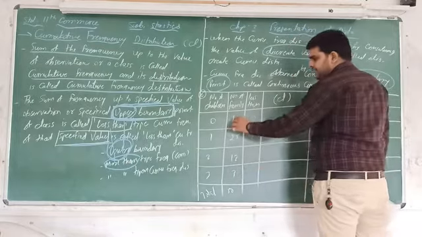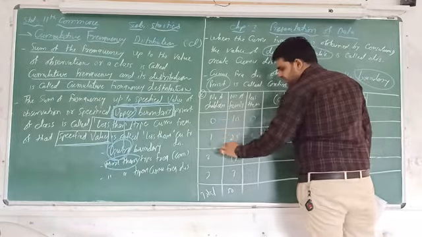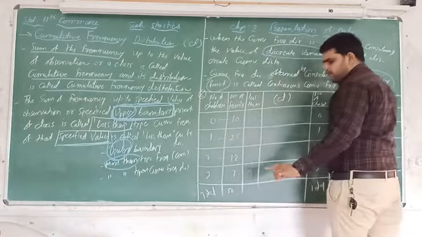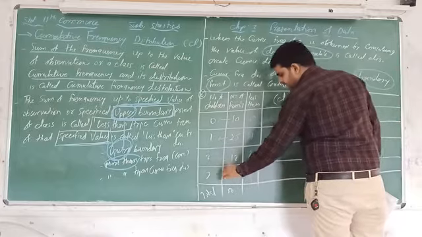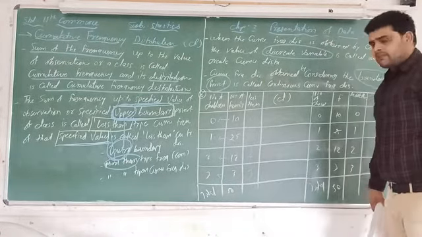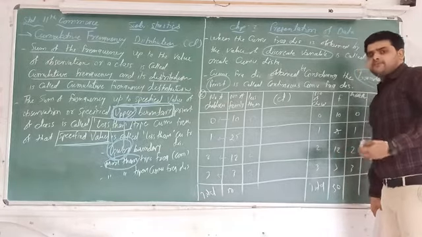It means that 10 families are there, those who have no child. 25 families are there, those who have one child. 12 families are there, those who have 2 children, and 3 families are there, those who have 3 children. Now what we have to find out? We have to find out less than type of frequency.